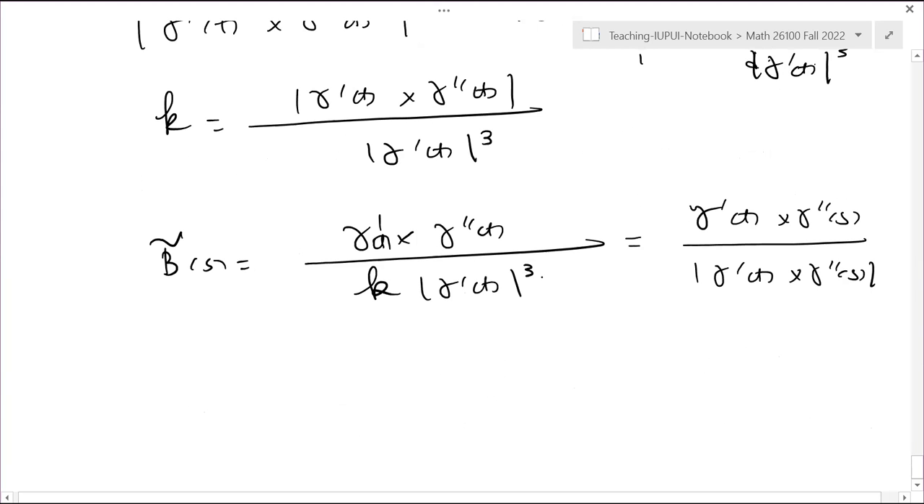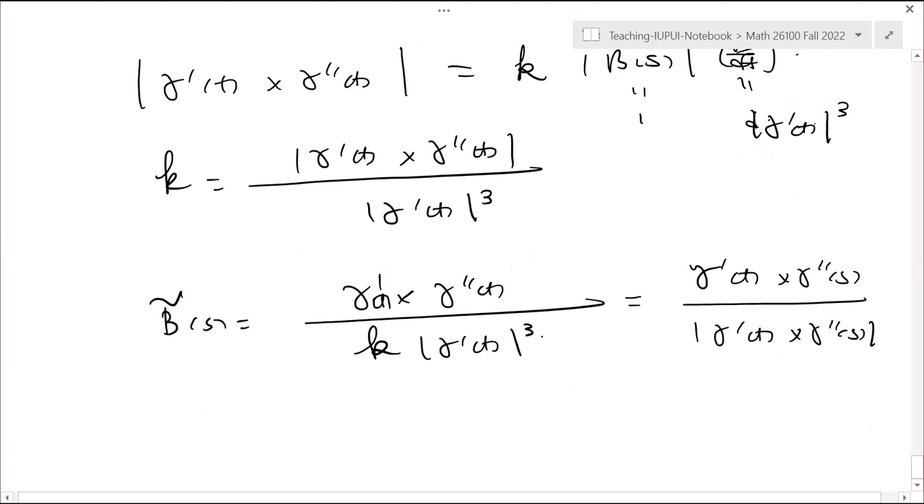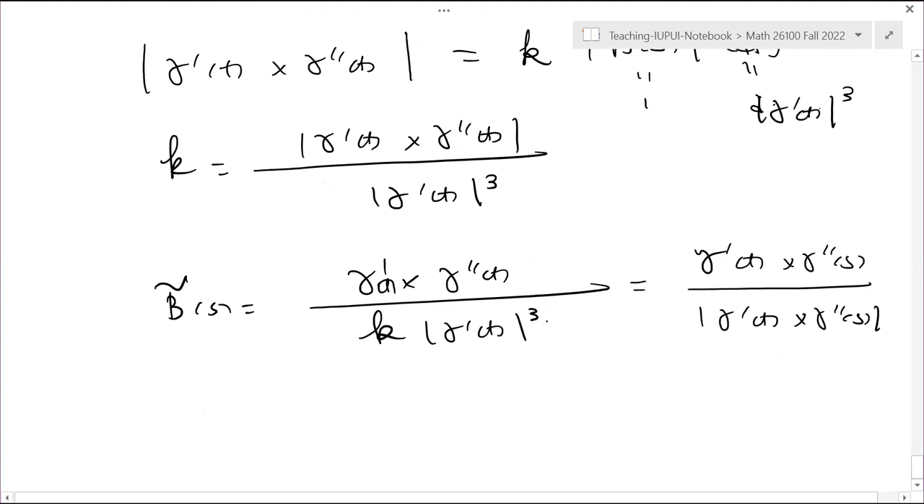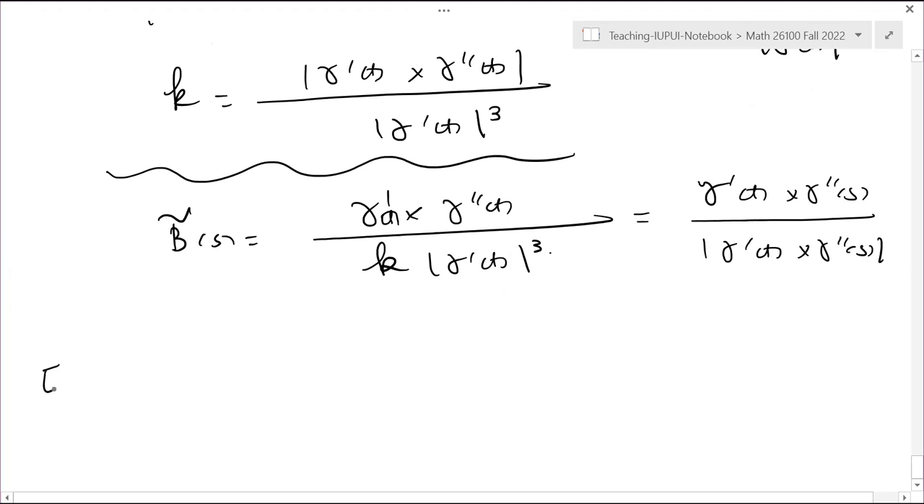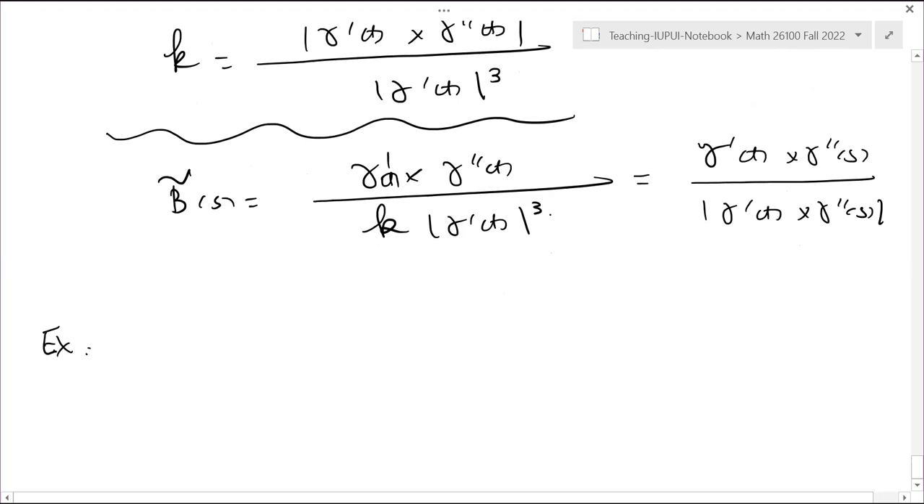All right. So in order to find the curvature for an arbitrary parameterization, you just need to find the derivative and the second derivative, do the cross product, and then use this formula to find the curvature. Okay. All right. So here's the example. Gamma t equals 1, t and t squared.